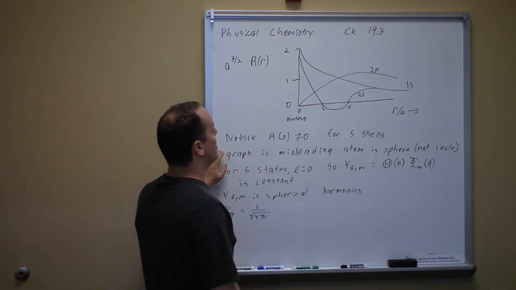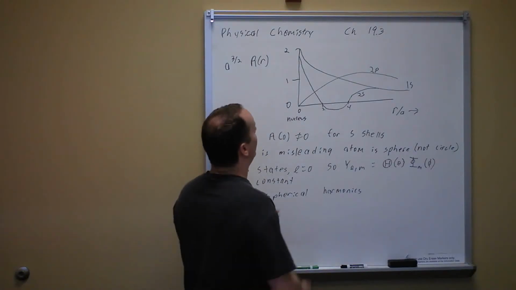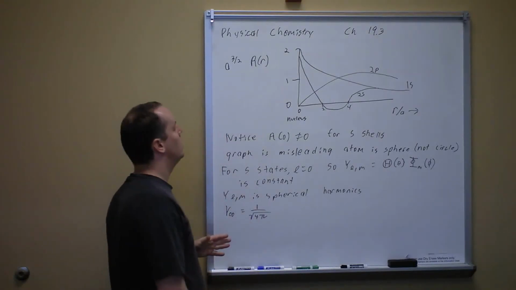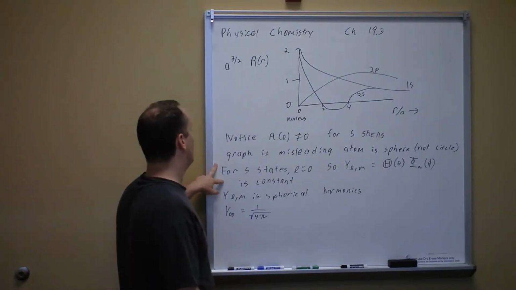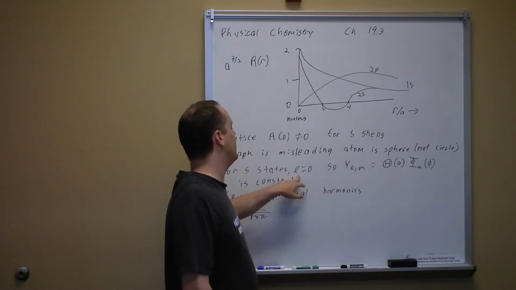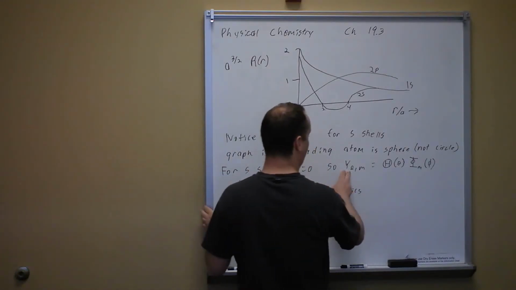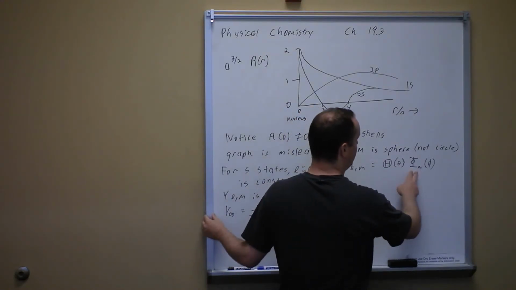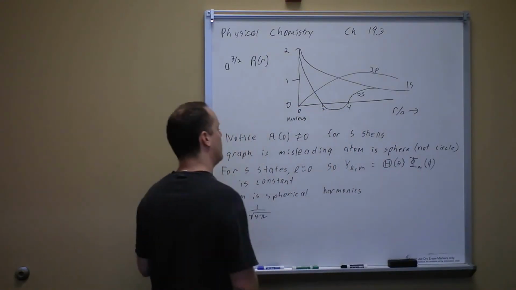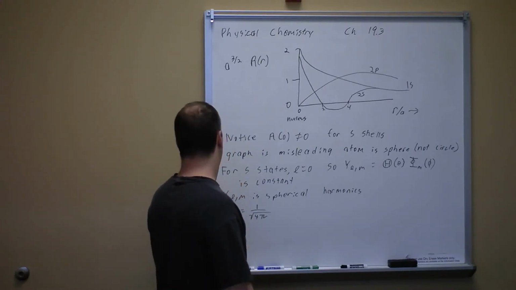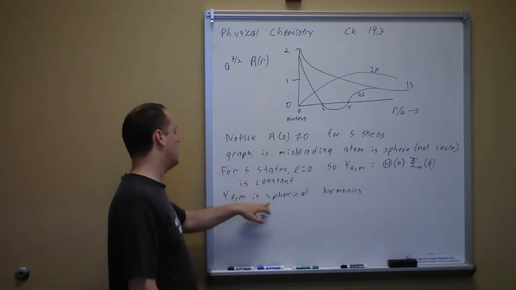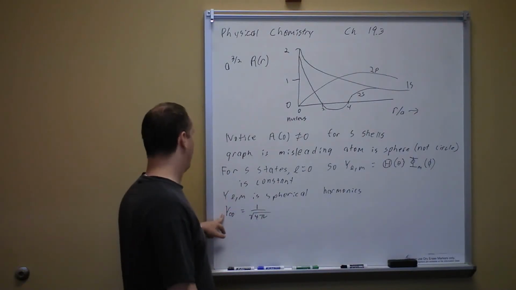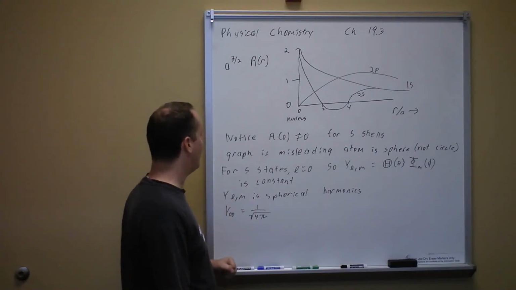Now, this graph is misleading though, because keep in mind, I'm only showing the radius, but you have to realize we're talking about a sphere, not a circle. So think about what that means. For S states, remember, L equals 0. So this function we talked about, Y of L and M, is equal to Theta of theta times Phi of phi. This is going to be constant. Remember we called Y of L and M our spherical harmonics. So for example, for 0, 0, that's just 1 over the square root of 4 pi.